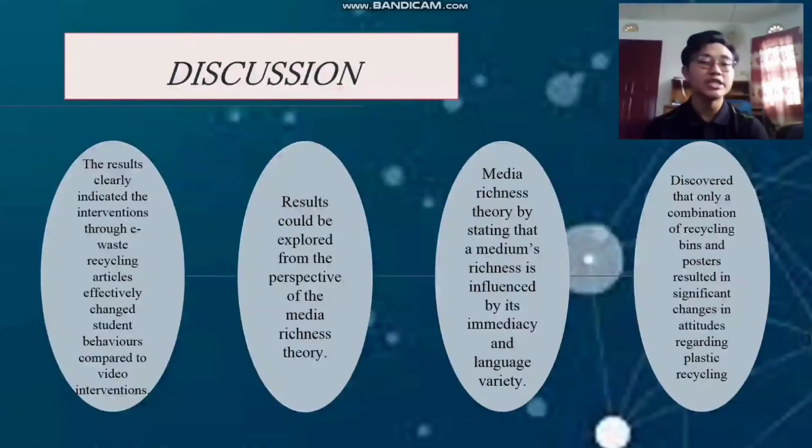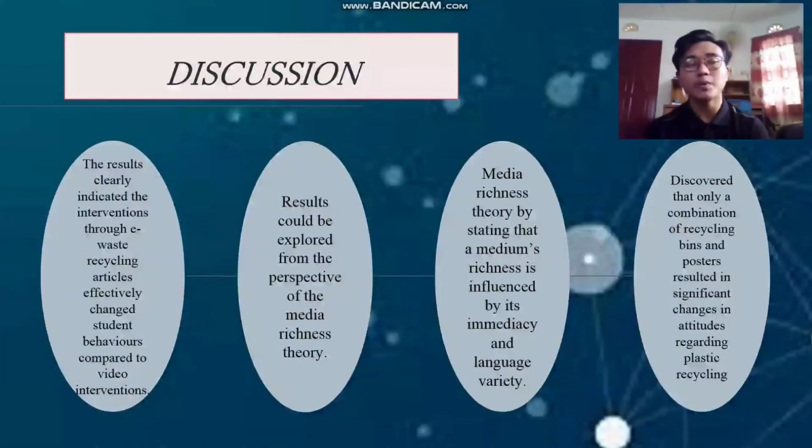Next, we move to the discussion of the article. First, the results clearly indicated that the intervention through the e-waste recycling article effectively changed student behaviors compared to the video intervention. The study shows that although the two groups of students had the same level of awareness, behavioral changes from the intervention message were evident. The analysis of between-group differences revealed that behavioral changes were not the same for text and video intervention. Second, results could be explored from the perspective of the media richness theory.